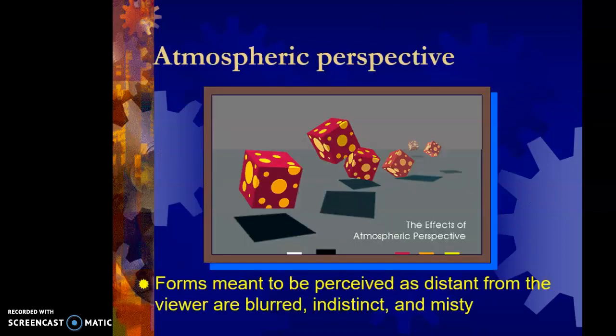Now, atmospheric perspective is where forms that are meant to be perceived as distant from the viewer are blurred, indistinct, and misty. So this is a pretty good illustration here showing you that the dice that is close up, you can see bright color and things that are really clear and sharp. The one that's the farthest away is very misty gray, blurred. The colors are faded, very different than the one in the front. Atmospheric perspective is a really good, easy way to show depth.